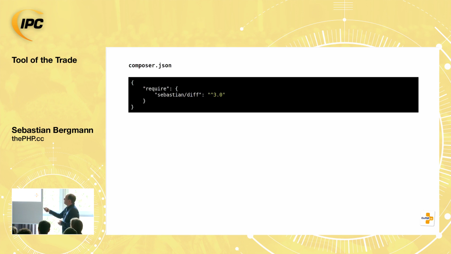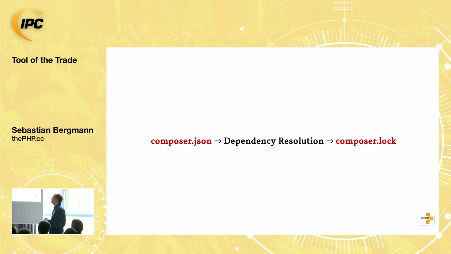Has a require section, vendor, package name. Please use a version constraint. The star is not a version constraint. Greater than or equal 5.6 is not a version constraint. Those are death star version constraints. They lead to pain and suffering and other negative things.